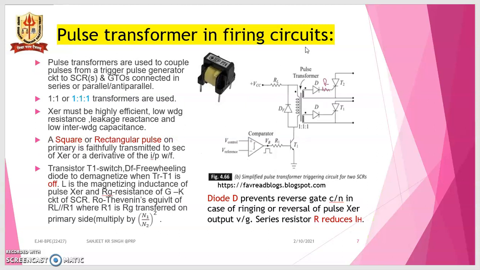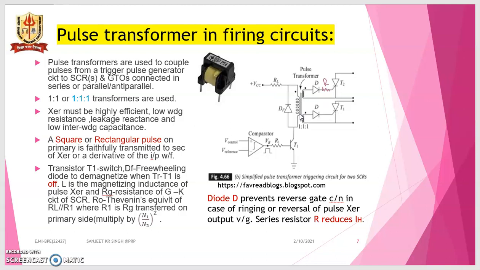Now the pulse transformer in firing circuits. What is the use of a pulse transformer? Sometimes the pulse generated by a firing circuit may not be able to drive the gate cathode circuit of the SCR or thyristor. So here we have a pulse transformer to amplify that and provide isolation as well. Pulse transformers are used to couple the pulse from the trigger circuit or pulse generator circuit to the SCR or GTO, connected either in series, parallel or anti-parallel connection of the SCRs or GTOs.